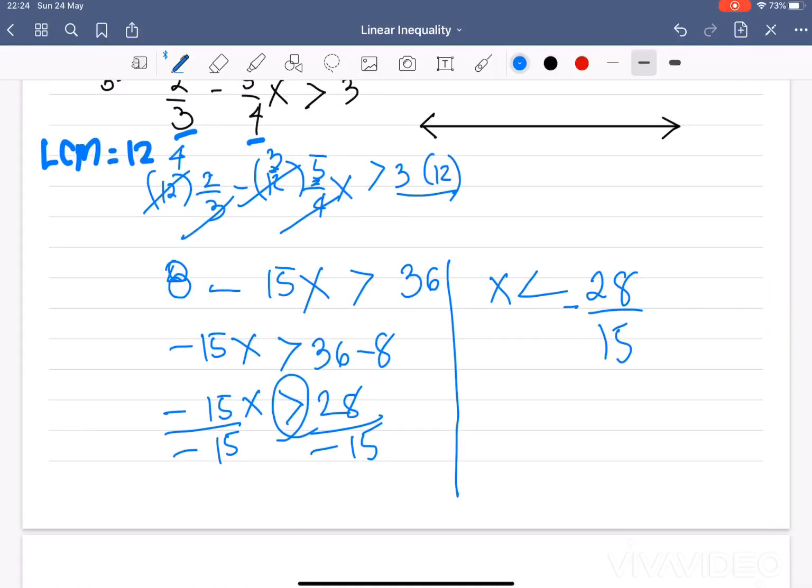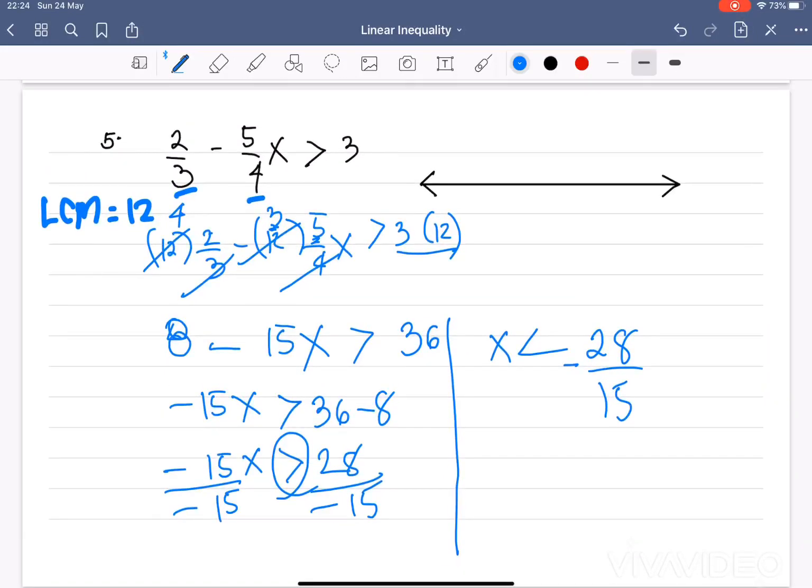So in the number line, how are you going to sketch the graph? Suppose this is negative 28 over 15. Since negative 28 over 15 is not included, I will draw an open circle. It says that x is less than, so we are going to the left, to the negative infinity. So this is the left side, right side.